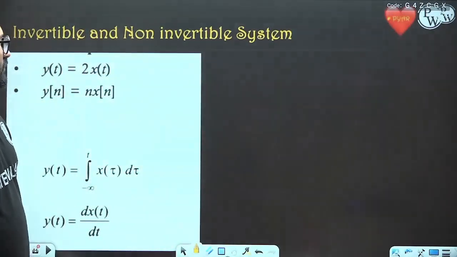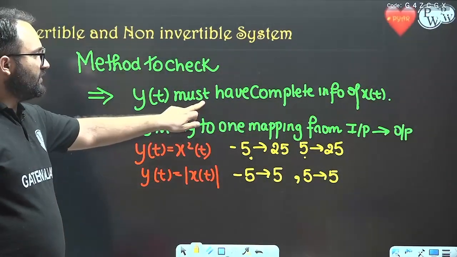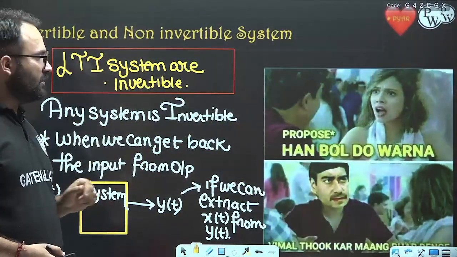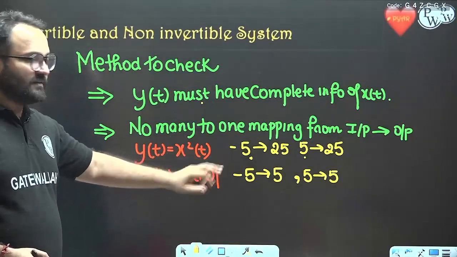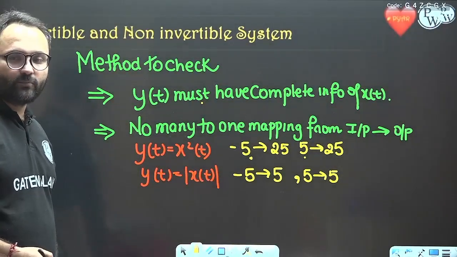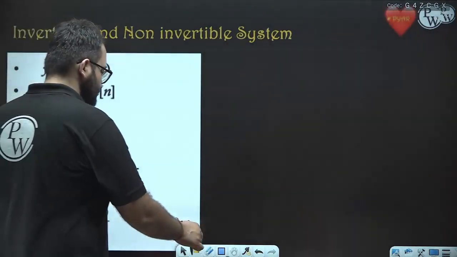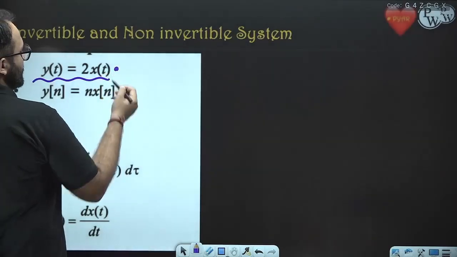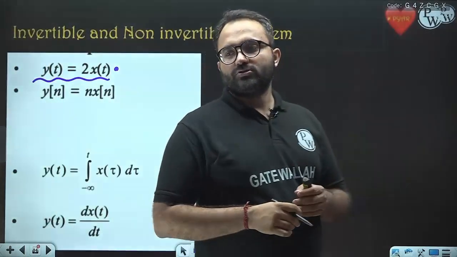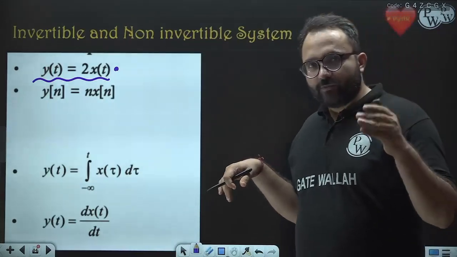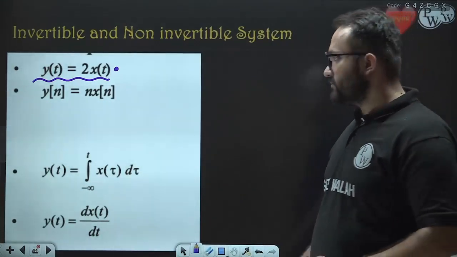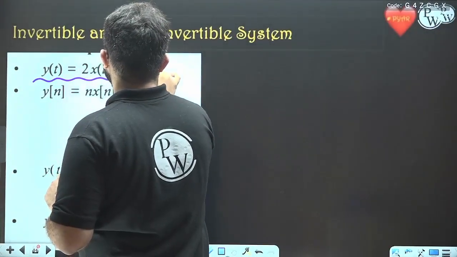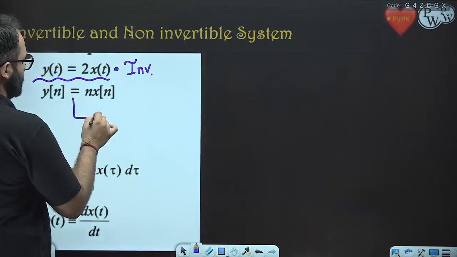So only a few things you have to check. There should be no information loss. LTI systems are always invertible. And many-to-one mapping should not be there from input to output. So let's see the examples. Suppose y(t) is equal to 2x(t), we are simply multiplying the input by 2. So we can get back the input by simply dividing the output by 2. So this is invertible.